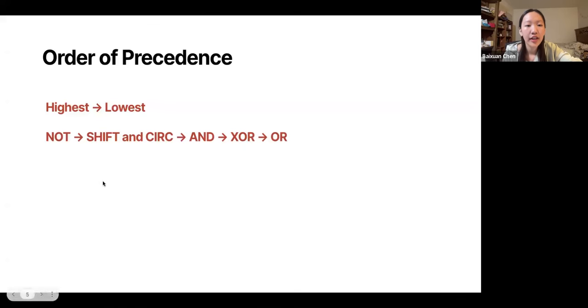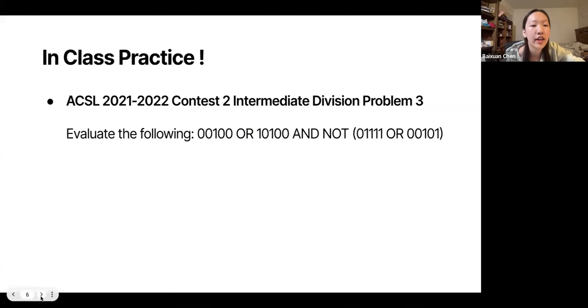No? Okay, so this is all you basically need to know about bit string flicking. So now we can move on to some questions. Can everybody try to do this problem? We want to evaluate this expression.